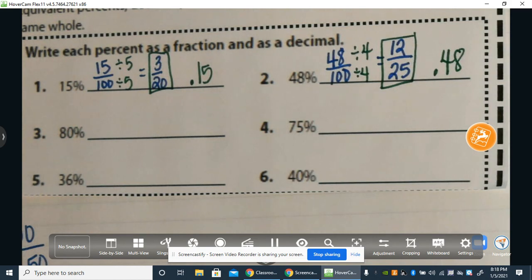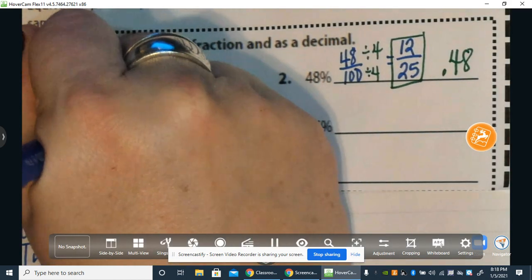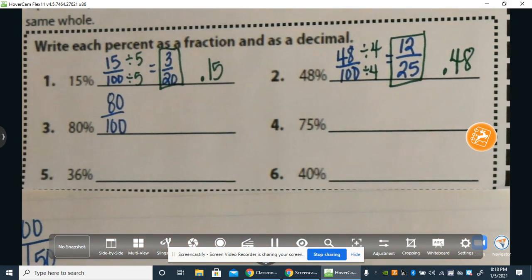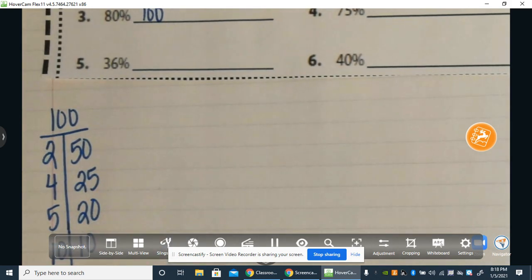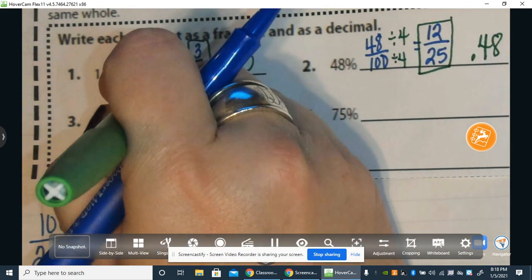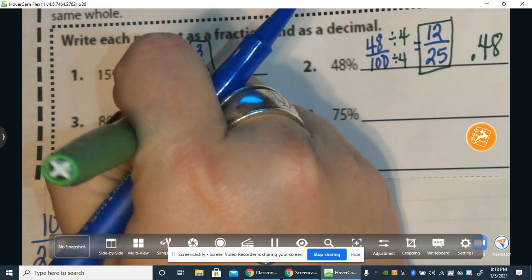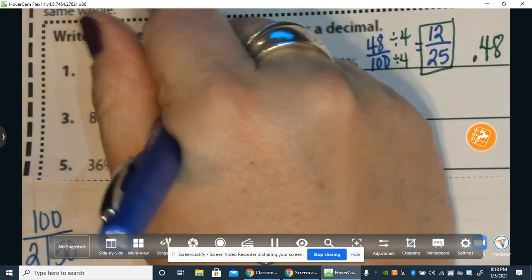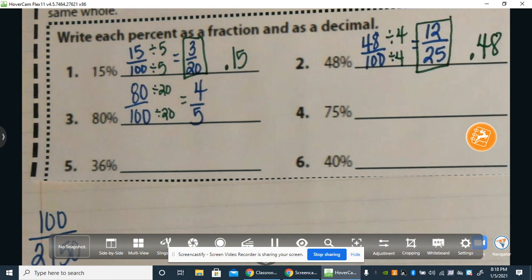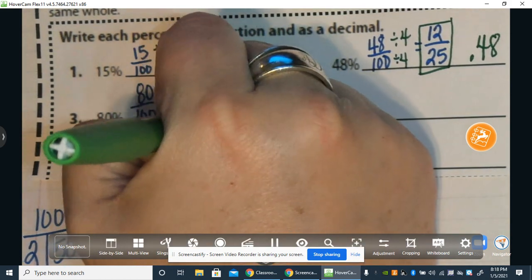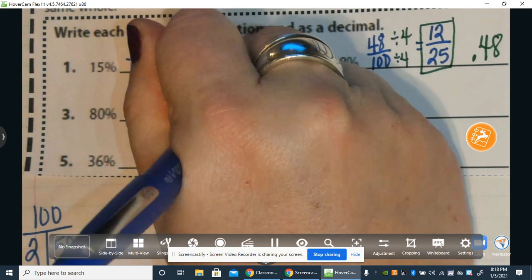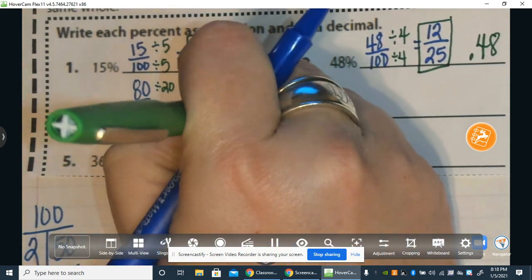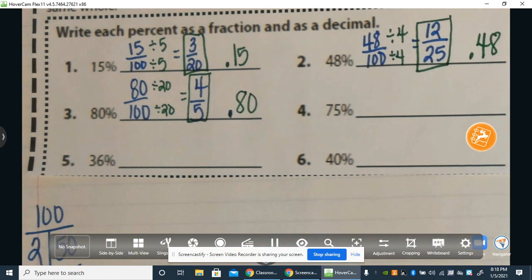Okay, next one, number 3. I have 80%, which is 80 over 100. I can take a 10 out, but there's also a larger number. 20 can go into both 80 and 100. So I'm going to divide them both by 20, and I get 4 over 5. So that would be my fraction. My decimal, well, it's 80 hundredths, so 80, and then I have the 0 in the hundredth spot.